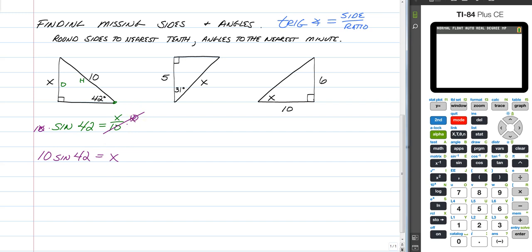Now, there's another way that you can memorize that, and really it's whatever works best for you. If we have the sine of 42 is equal to x over 10, when x is on top, top is times. So you just move the 10 to the front, and you do 10 times. Whatever works for you. So you just take your calculator and you just do 10 times the sine of 42. And we click enter. And it says round to the nearest tenth for sides. So since this is a side, we're just going to say that x is equal to 6.7.